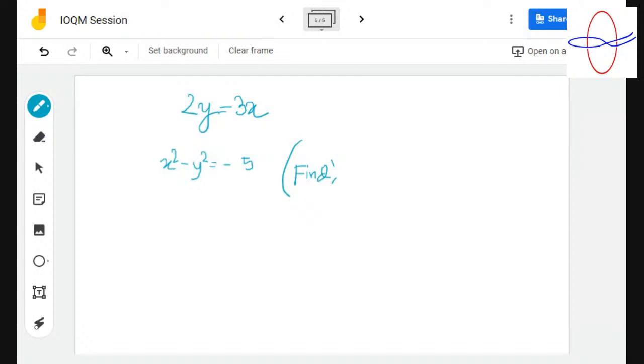Let's write y over here. You replace x is equal to 2y by 3. So you get 5y square minus 5y square by 9 is equal to minus 5. So you get that y square is equal to 9. So there are two solutions: y is equal to 3 and y is equal to minus 3.